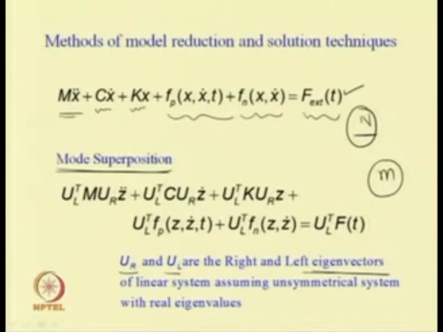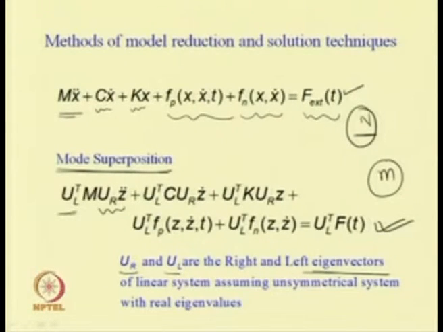So, taking x equal to u r z and substituting in this equation, one can write m u r z double dot plus c u r z dot plus k u r z plus the other terms equal to f(t). Now, pre-multiplying that by u l transpose, we have this equation.